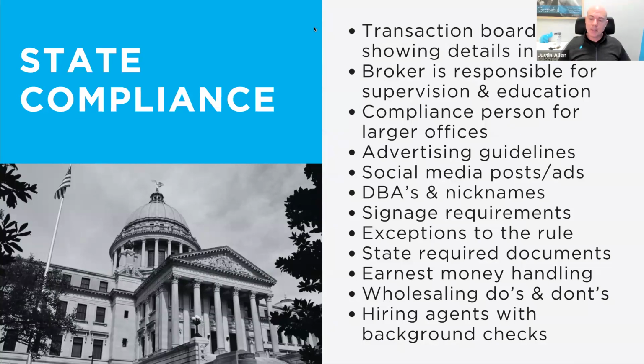And you just have to make sure that the language is correct in the listing agreement and also in the contracts. And then also the last thing I want to talk about is hiring agents with background checks. Now, every state's going to do their own background check, fingerprinting and all those kind of things. But you probably don't know what their requirements are for giving someone a license, regardless of what their background brings up. Let's say that they're a felon.